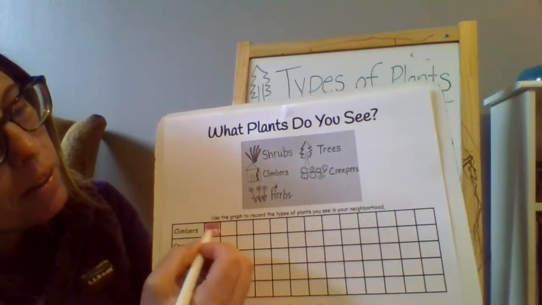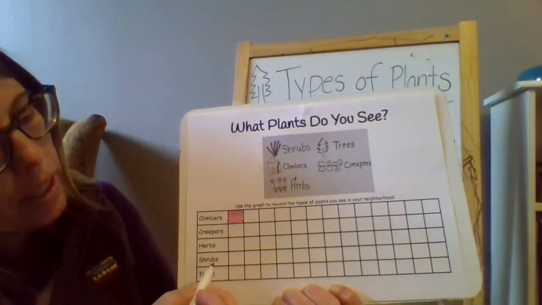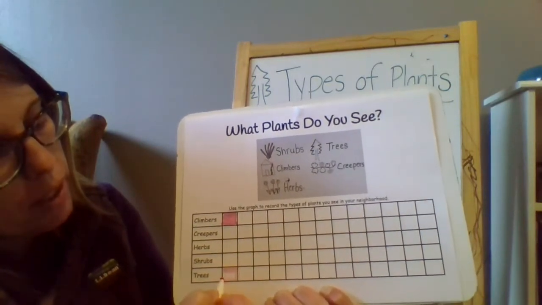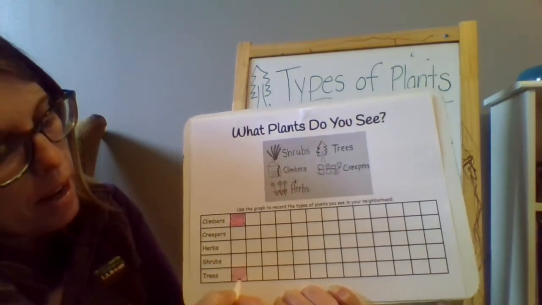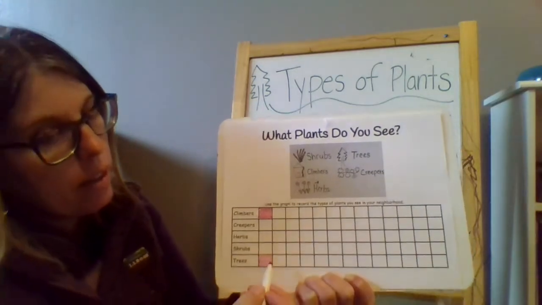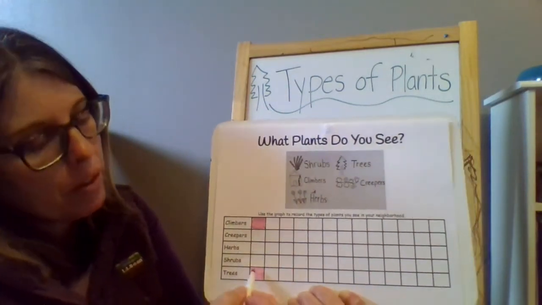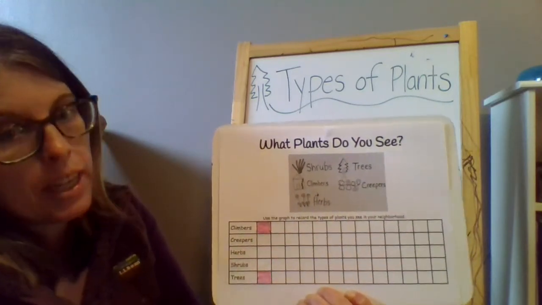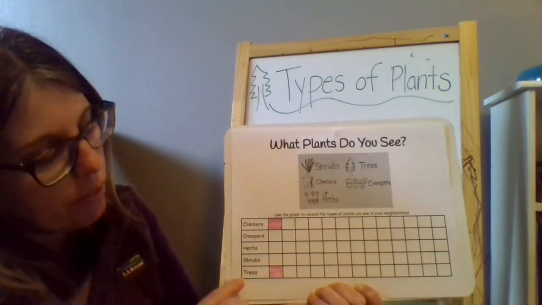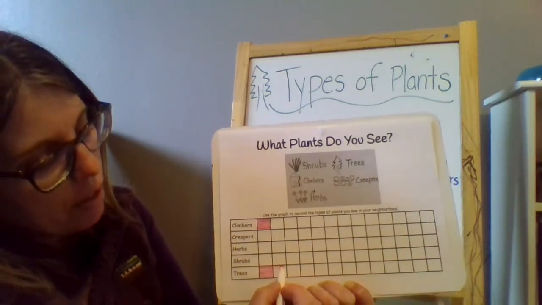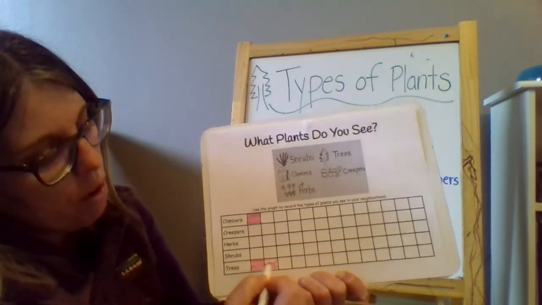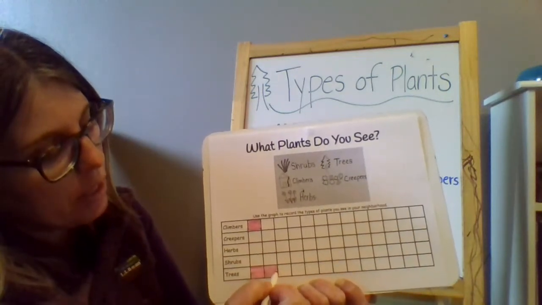If you see a tree, you'll color in the box by tree. And as you go through your hike or your walk or exploring your yard, you'll color in a box next to each of the types that you see. So if you see another tree, then you'll color in the next box. Okay, and you'll do this for all the different plants that you see.